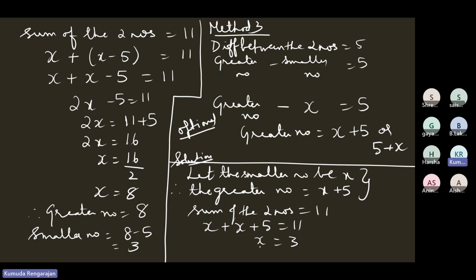So here we found x, which is the smaller number, which is 3. And the larger number is x plus 5. That is 3 plus 5, which is 8. The values of x you get may be different, but the two numbers will be the same.